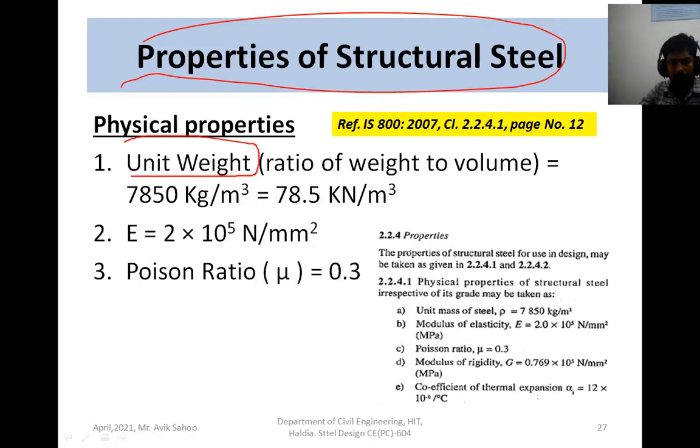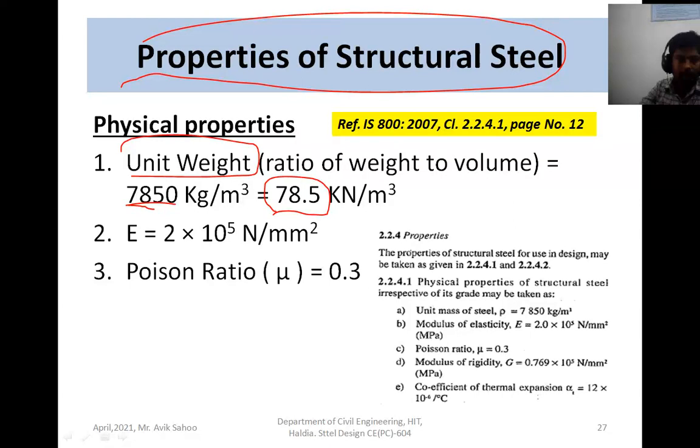Unit weight is basically a ratio of weight to volume. Okay, the weight to volume ratio is unit weight. The technical term is unit weight: the mass per unit volume, weight per unit volume. So this is 7850 kg per meter cube, which is equal to 78.5 kilonewton per meter cube.